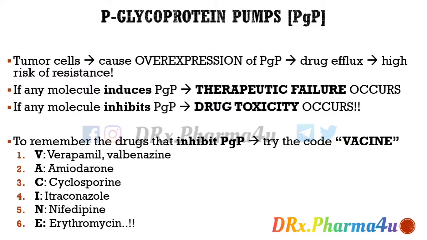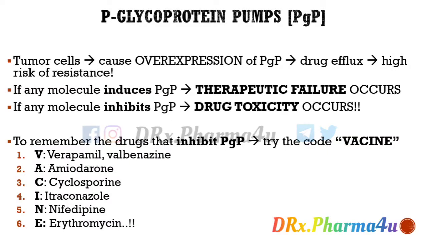Now, when there are tumor cells, you have heard there are so many cancers around the world. Tumor cells have a special characteristic. They cause overexpression of P-glycoprotein. Now, you already know the function of P-glycoprotein. They pump the drug out of the body. So if there is overexpression of these pumps, when you take anti-cancer medications, they will also get pumped out of the body by P-glycoprotein since it is overexpressed. So that can cause anti-cancer resistance.